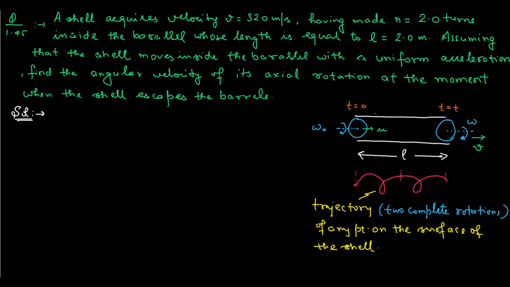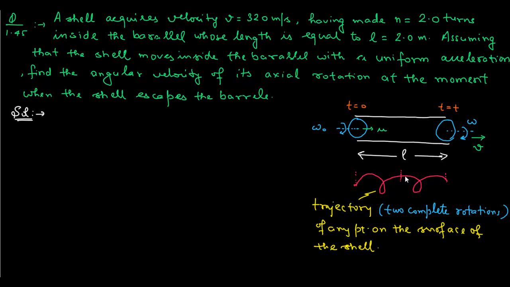So I have drawn a figure in reference to what is given in the statement. This is a barrel of length L, and let us suppose this is the shell. Now it will acquire some angular velocity. Let it acquire an angular velocity omega by the time it exits the barrel. Its speed is given, that is 320 meters per second, and while moving from this end of the barrel to this end, it has also completed 2 turns.